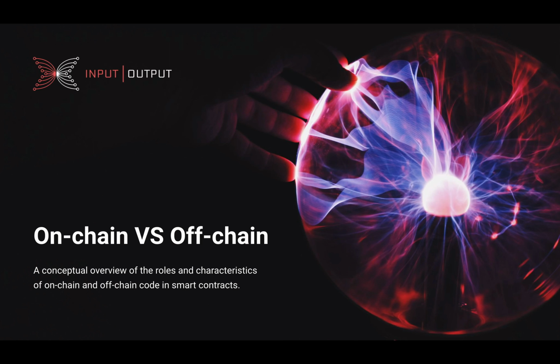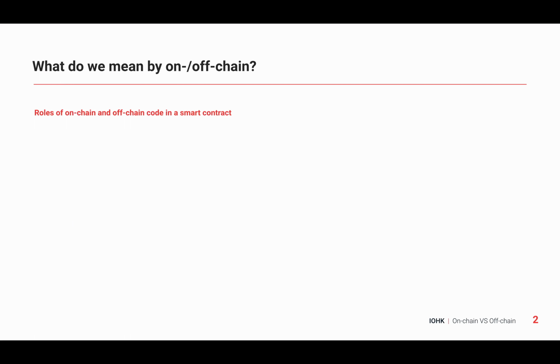Okay, let's get started. Since we're in the fourth lecture of the Plutus Pioneer program, I'm going to assume you know how the extended UTXO model works and that you've written and used a few simple smart contracts. Okay, so what do we mean by on and off-chain code?